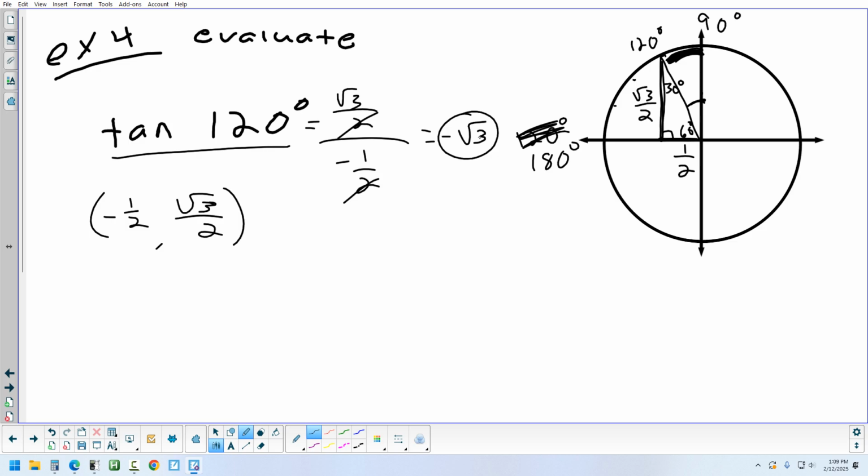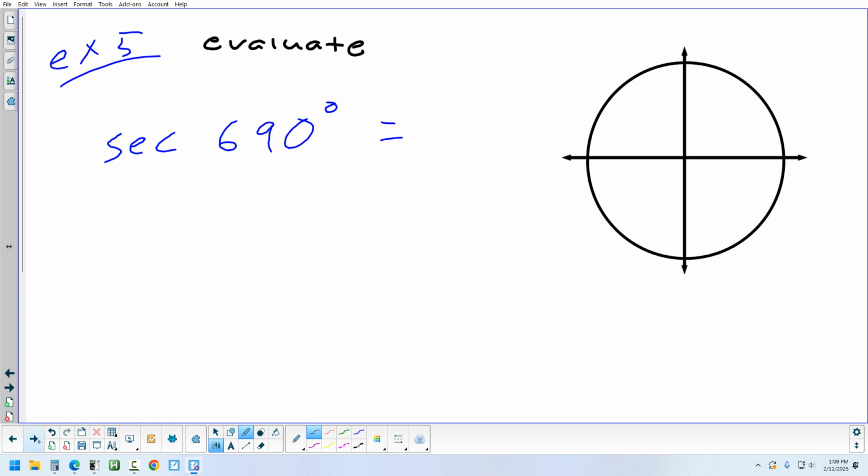How does the negative move from the bottom to the top? When you have a negative in a fraction, it doesn't really matter. It's the whole fraction that's negative, whether you put it on top, on the bottom, or right in the middle, it's all the same. Okay. Any questions on tangent of 120? No. Okay.